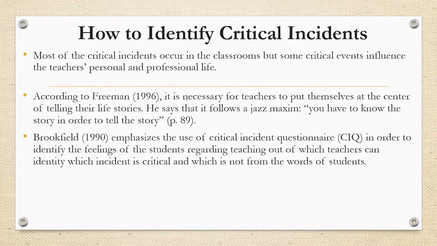Brookfield emphasized the use of the critical incidents questionnaire in order to identify the feelings of the students regarding teaching, out of which teachers can identify which incidents are critical and which are not from the words of students. For example, what action that anyone took this weekend did you find most puzzling or confusing? Another example, what about the class this weekend surprised you the most?